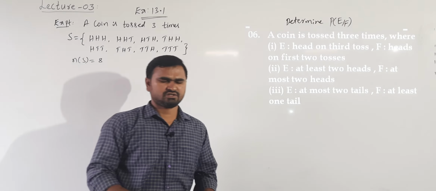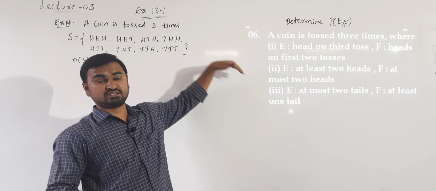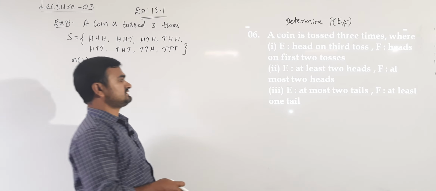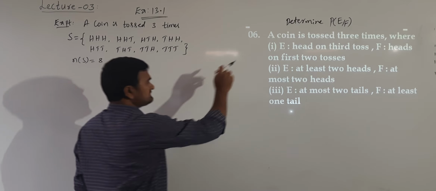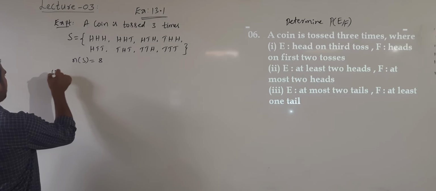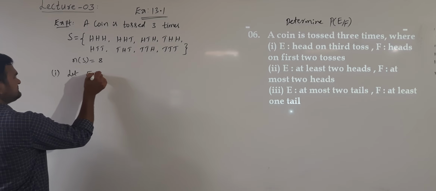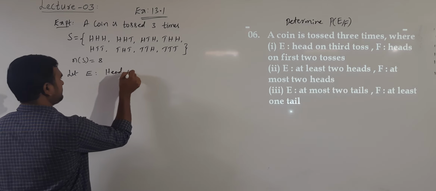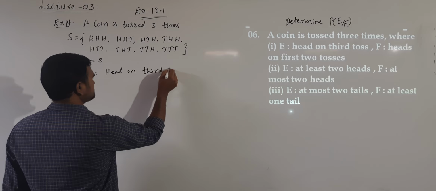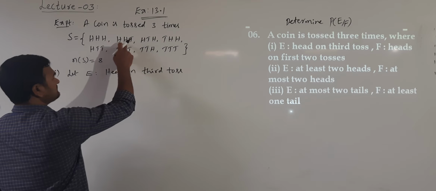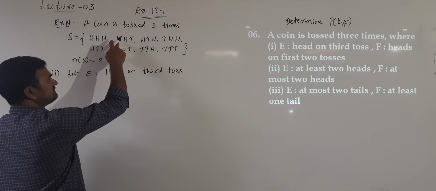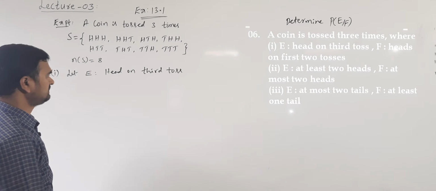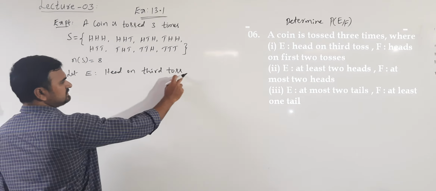This is the experiment. So whatever the events, irrespective of events, for the given random experiment, we can always write the sample space first. Now from this sample space, we can define the events. See the first part. Suppose E is the event, head on the third toss. So what are the outcomes we are getting here? HHT means first toss giving head, second toss giving head, third toss giving tail, like this. So E is the event getting head on the third toss.